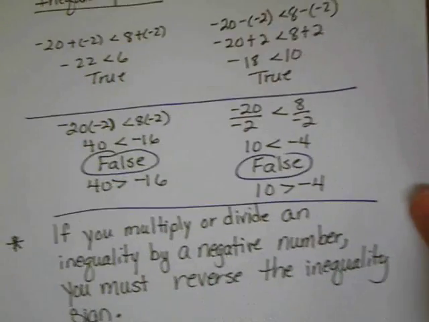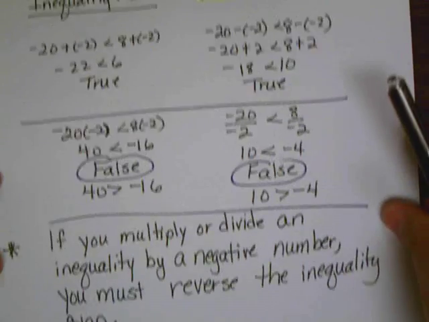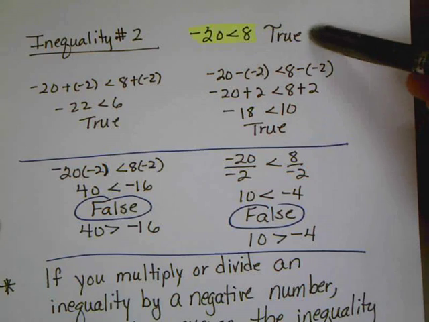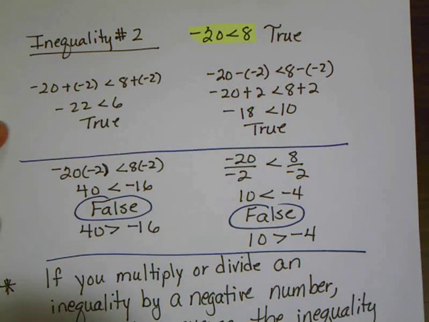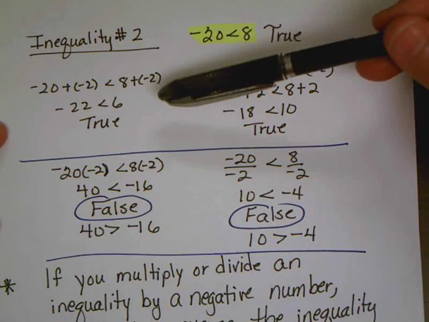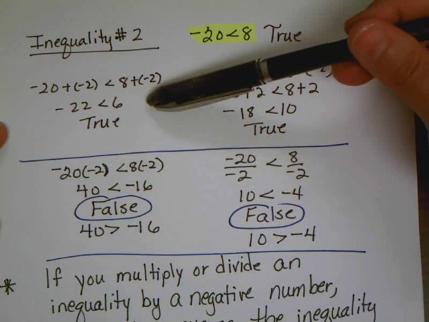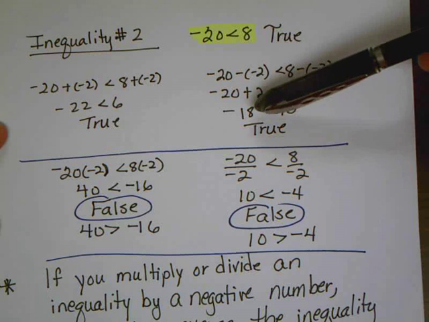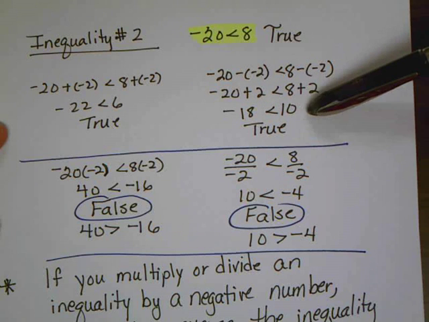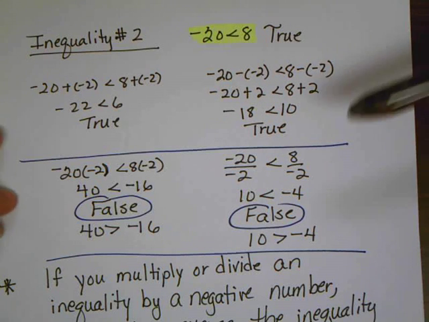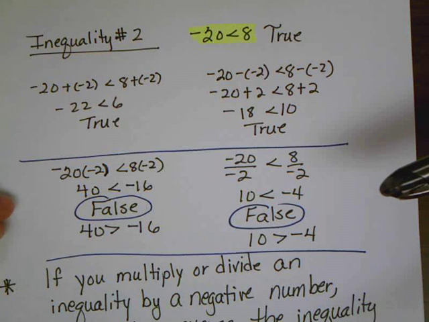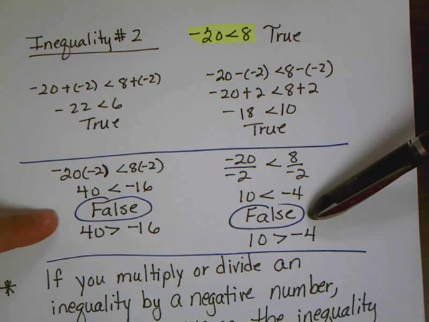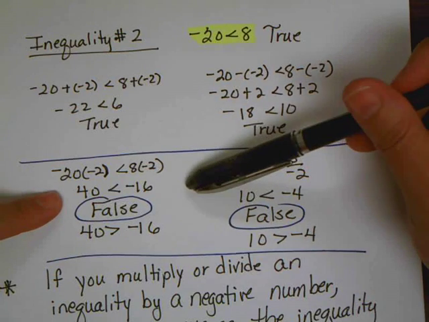Now I want to look at my second inequality and see if the same thing happens. On my second inequality, negative 20 is less than 8. That's true. I add negative 2 to both sides: negative 22 is less than 6. Still true. I subtract negative 2 from both sides: negative 18 is less than 10. That's true as well. But notice again, when I multiplied and divided by negative 2, my statements turn out to be false.